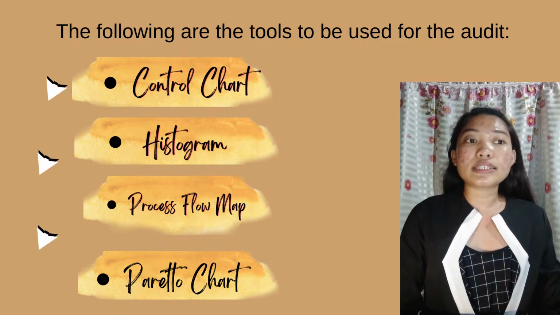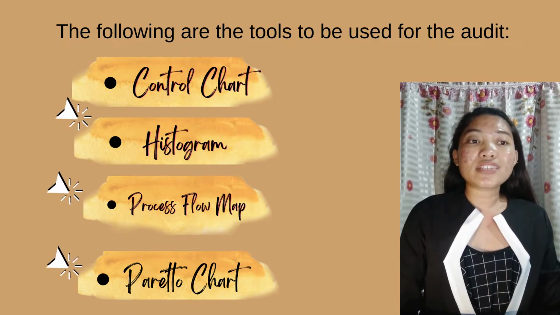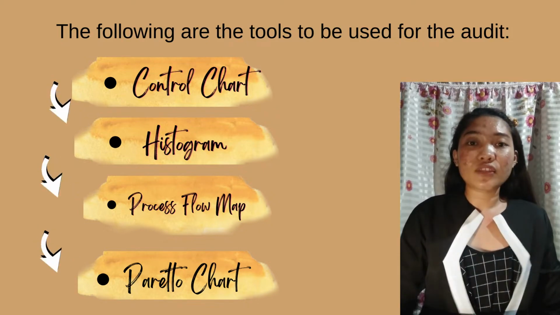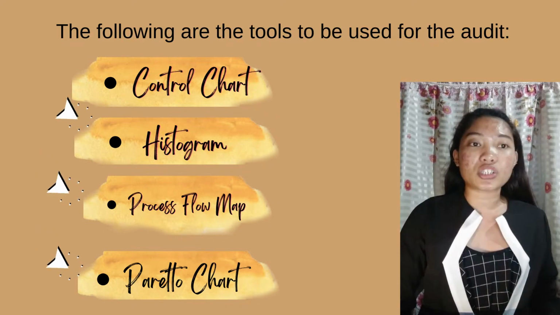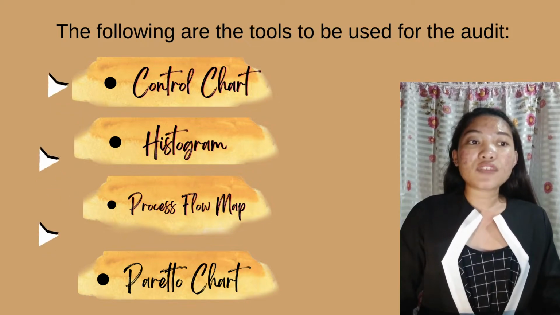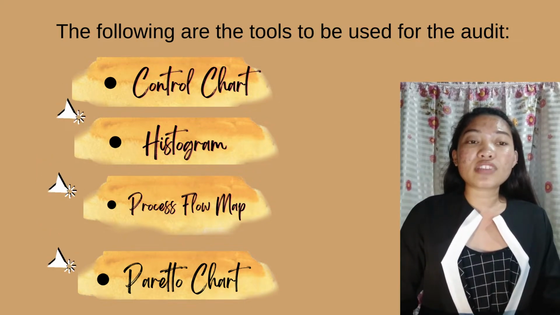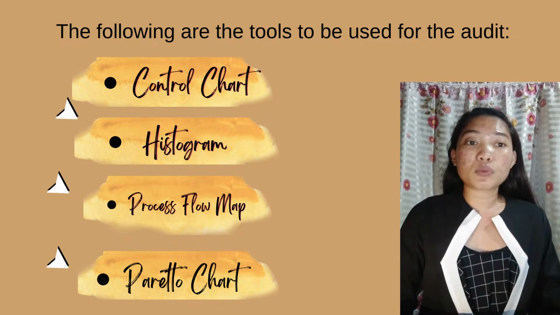The third tool is the process flow map. It is useful to easily understand the processes, especially the effectiveness and efficiency of the operation, to test if the allotted time is enough for the targeted number of products produced.